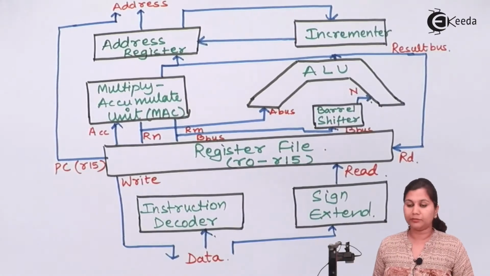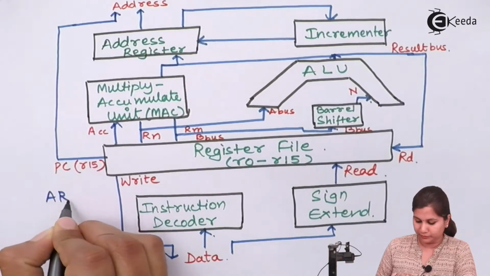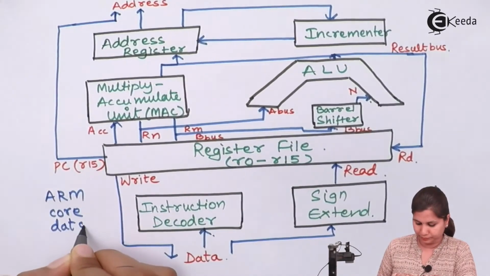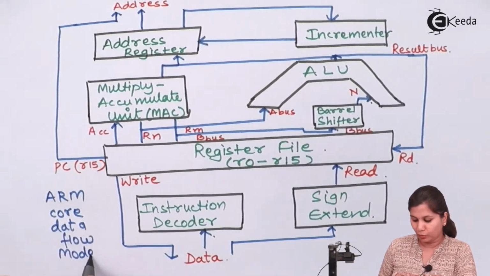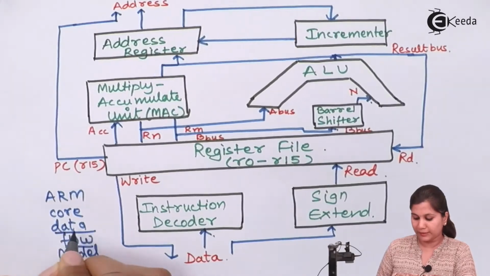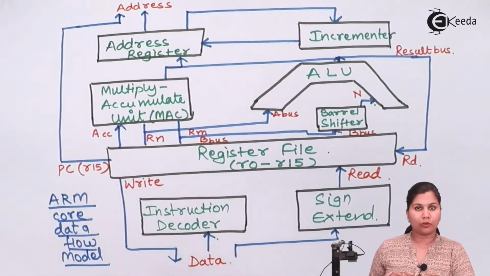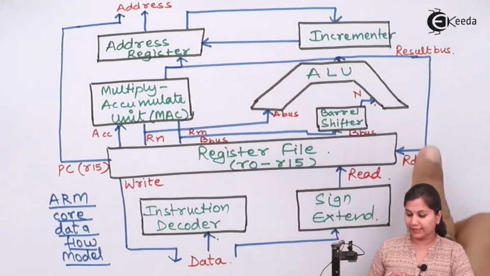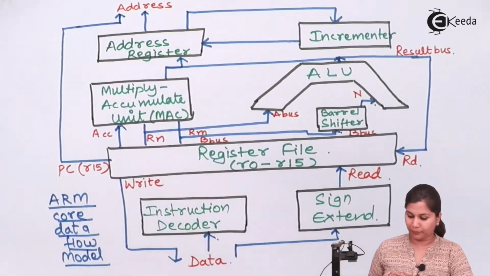So this is the model which is called the ARM core data flow model. This model shows how the data flows between the various components present in the ARM processor. In this data flow model, you can see the various components and how these lines are showing how the data is flowing between these components.